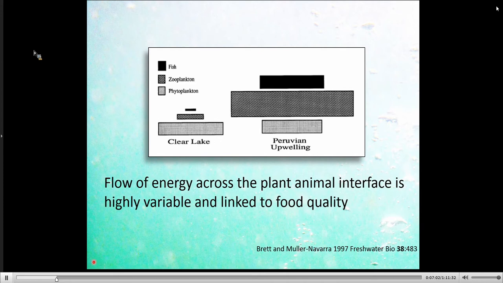So food quality really matters. And that's partly what drives my interest in this issue, the whole situation at the base of the food web. It's quite variable among the different algal groups. And I'll talk a little bit about that.